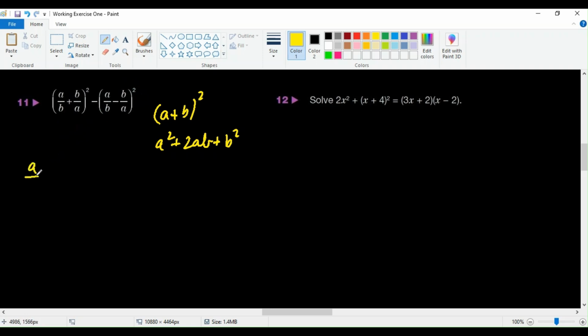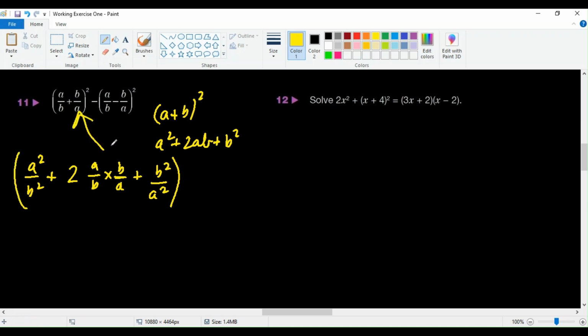I'm writing a square over b square plus 2 times a over b multiplied by b over a and plus b square over a square. This is the expansion of this bracket. So kindly consider this. Okay. Now, once we cancel this out, this is going to be cancelled with this, and this will be cancelled with this. So ultimately, we will have plus 2. So these two are going to be cancelled. So I will remove this, and I will be bringing this one over here. So this is the expansion of the first bracket.